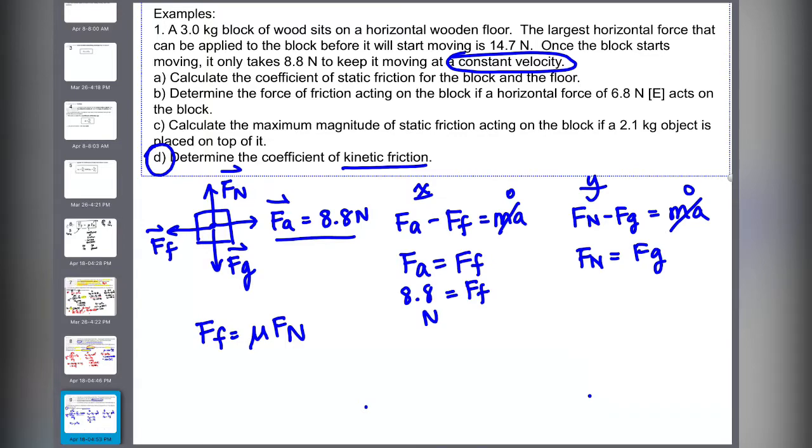The question is not clear. Do I use 5.1 kilogram or 3 kilogram? Can we assume that the 2.1 kilogram block is not there? Okay, so I'm just going to use 3 for the mass. So work out what my Fn is. So 29.4 newtons again.